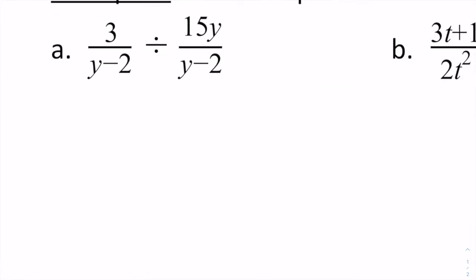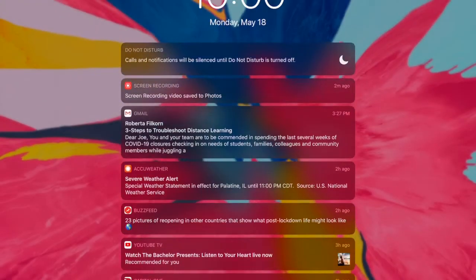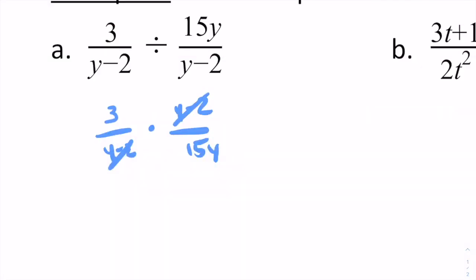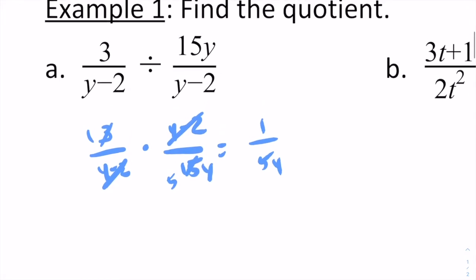You keep the first one the same. You change it to multiplication, and then you flip the next one over 15y, and then you cross simplify as we learned before. These can simplify out. And then this becomes 1, this becomes 5. So you get 1 over 5y to be your simplified expression. Okay, so feel free to write that down. If I'm going too quickly, remember you could always pause this video as well.